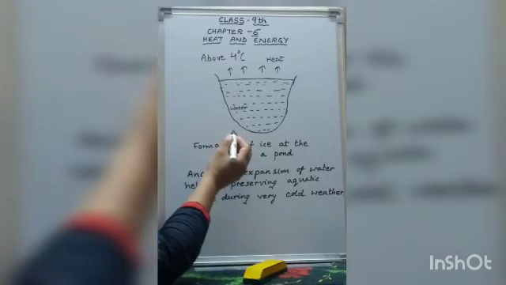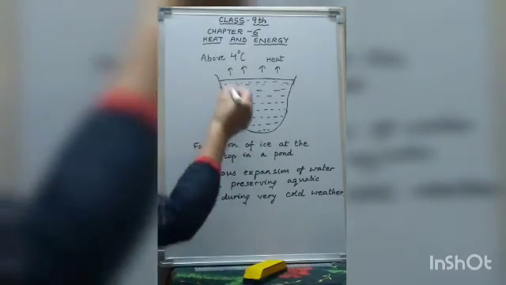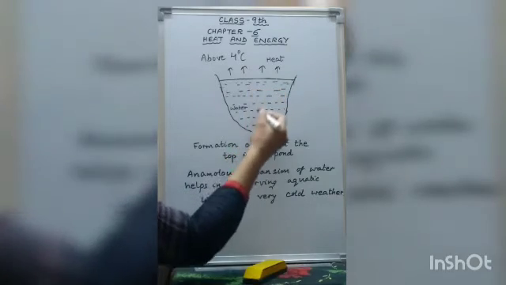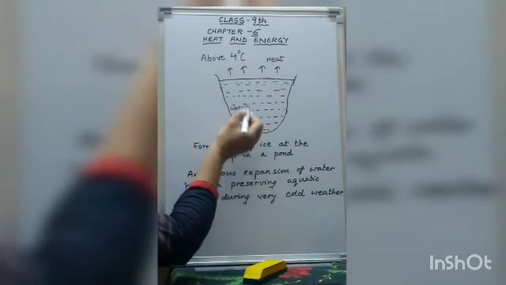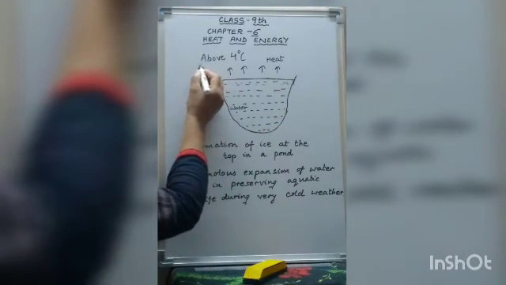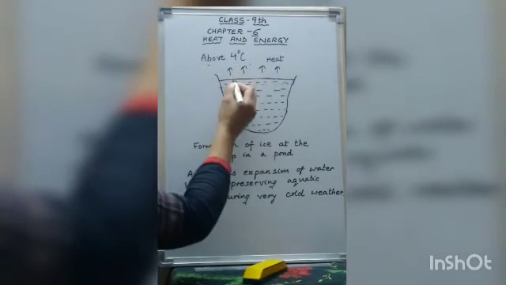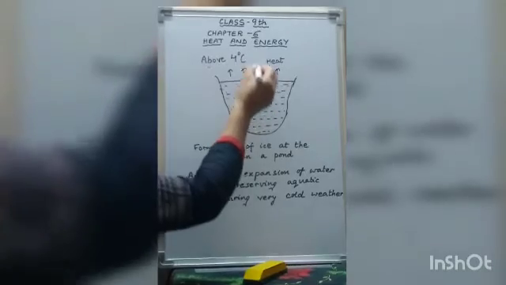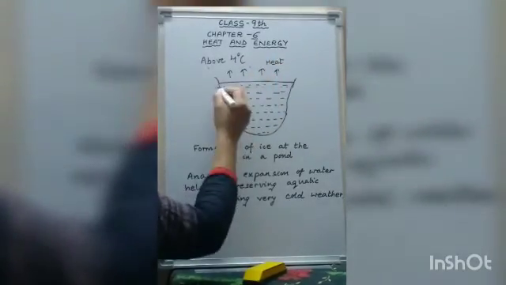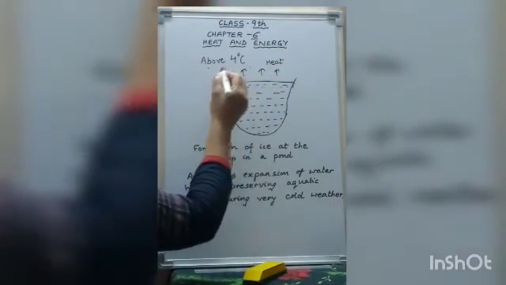to the atmosphere. See children, this is a pond full of water, a pond or a lake. Initially the temperature of the atmosphere is above 4 degrees Celsius. So now the water of the lake is radiating heat to the atmosphere to cool down.